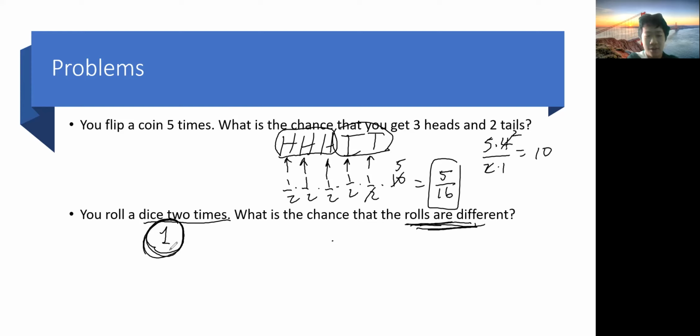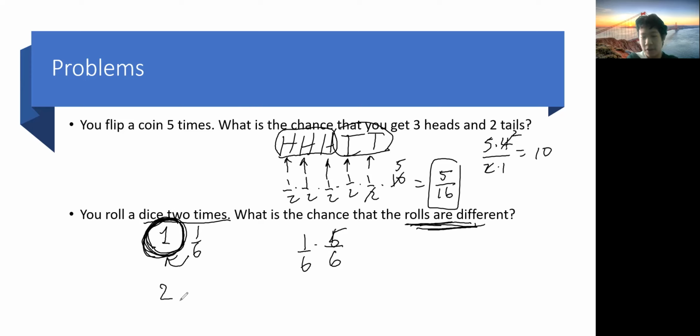If I chose a 1, then the chance that the rolls are different is 5/6, right? But the chance that I rolled a 1 is 1/6. I'm relying on the fact that I chose a 1 first, which means that the chance that I got a 1 and the rolls are different is 1/6 times 5/6, okay? Because I first had to choose a 1, which is 1/6, and then I had to make sure the second one was not the same as the first. So I had 1/6 times 5/6.